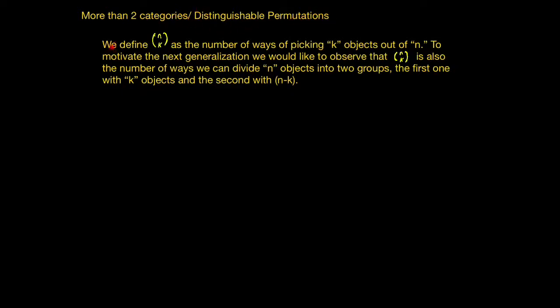So here we define n choose k as the number of ways of picking k objects out of n. To motivate the next generalization, we would like to observe that n choose k is also the number of ways we can divide n objects into two groups. The first one with k objects and the second with n minus k objects.